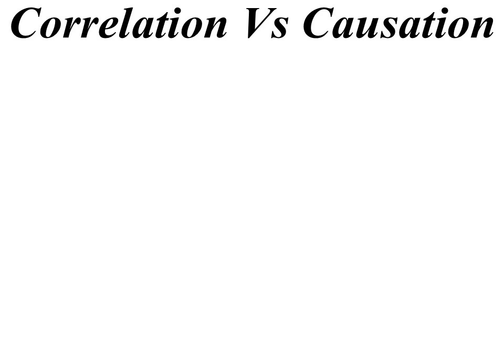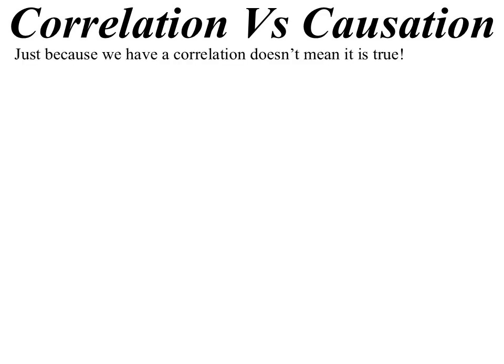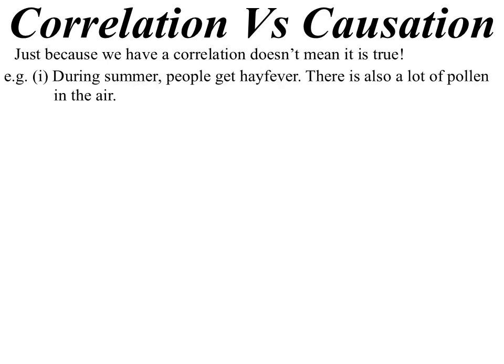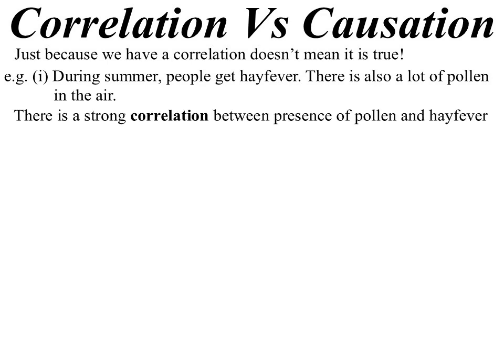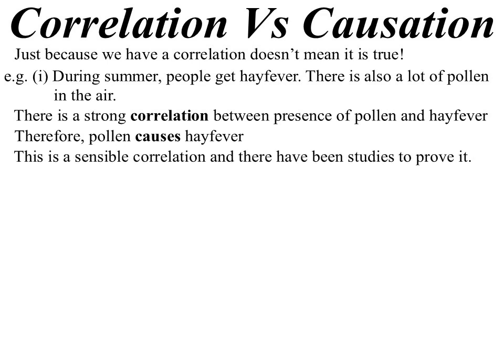But there's this other thing called causation. And when I said to you before that one of the most misunderstood things about correlation, what it actually is, correlation and causation. Look at these. Just because you have a correlation doesn't necessarily mean that relationship is true. During summer, people get hay fever. There also is a lot of pollen in the air in summer. In fact, there is a strong correlation between the presence of pollen and hay fever. So I will draw the conclusion that pollen causes hay fever. Now, that one actually is a sensible correlation. There have been lots of studies to prove that is indeed the case.